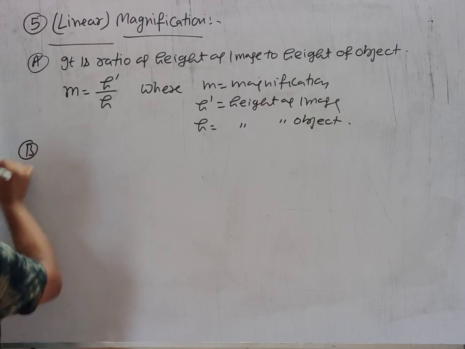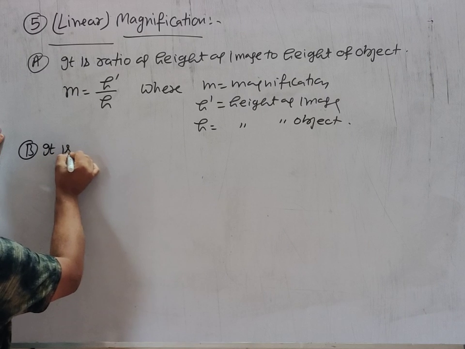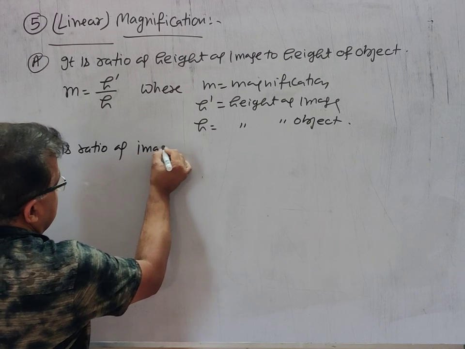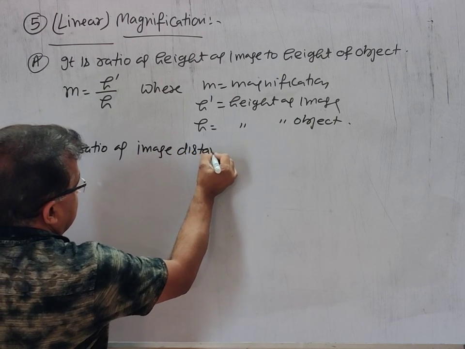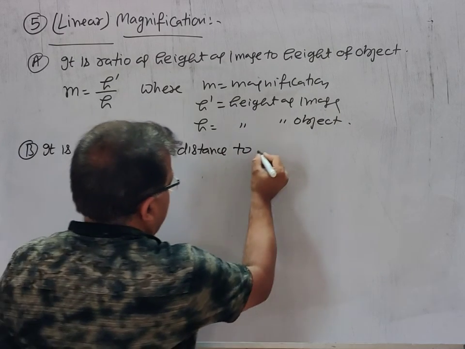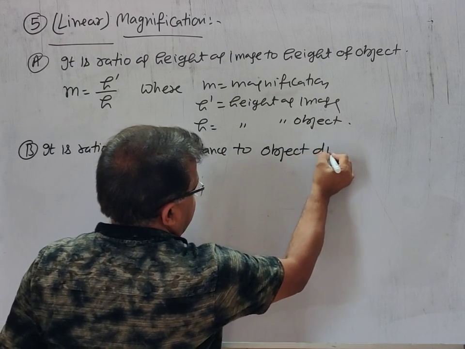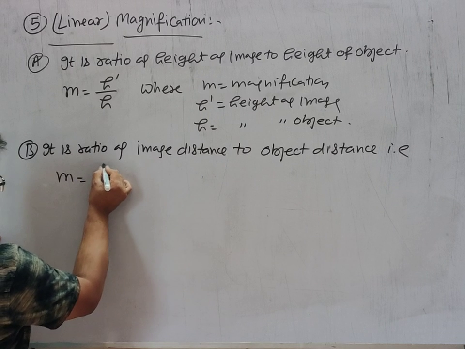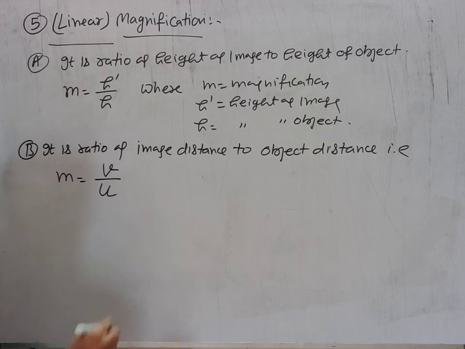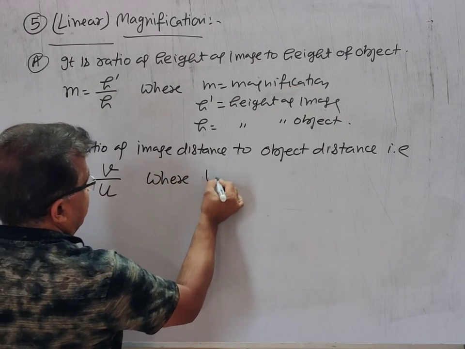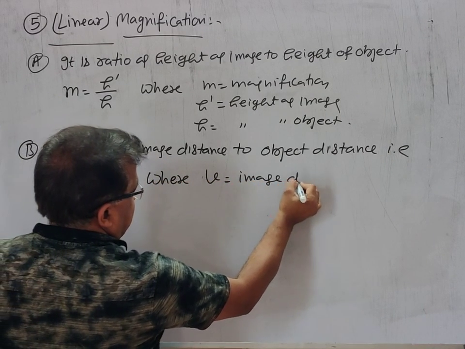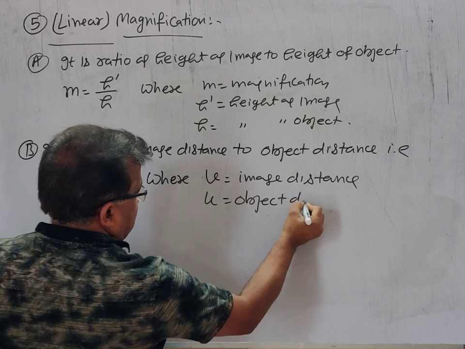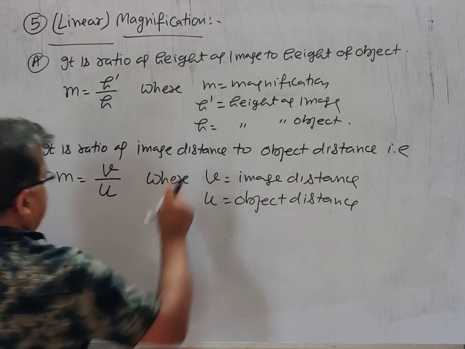B is, it is also a definition, it is the ratio of image distance to object distance, that is, magnification is the ratio of image distance to object distance, where v is image distance and u is object distance. M we have already written as magnification.